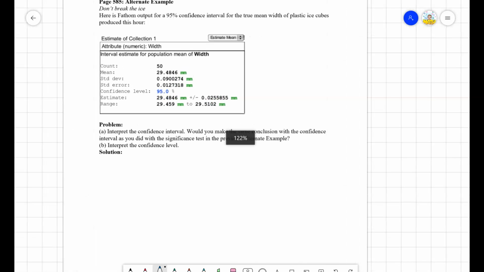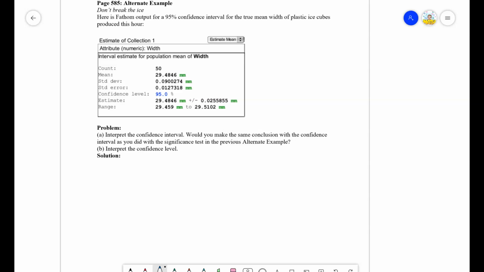All right, so we have here the confidence level of 95%, and they actually even give us the confidence interval. They tell us it's 29.4846 plus or minus. They already did the margin of error for us. And then here's our lower limit and our upper limit. Okay, so it just says interpret the confidence interval, right?